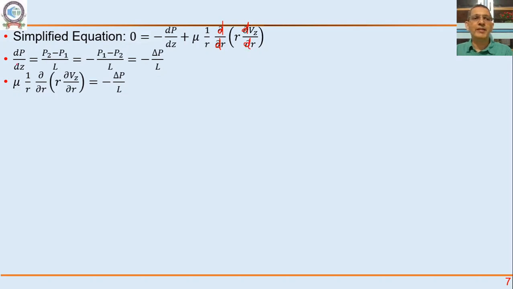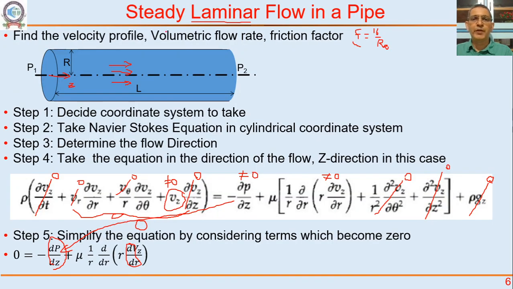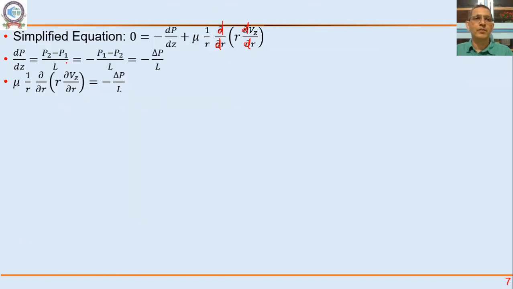Okay, dp by dz. What is that? It is P2 minus P1 divided by L. I can say it is the same as minus of P1 minus P2 by L. P1 minus P2 we have been calling delta P. So dp by dz is minus delta P by L. Where do we get delta P from? Measure from either manometer or some pressure sensors and so on.